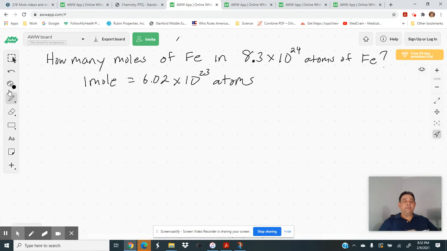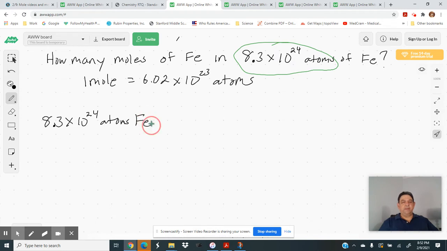What we're given here is 8.3 times 10 to the 24th atoms. Let me go ahead and write that. That's my given: 8.3 times 10 to the 24th atoms, and it's specifically atoms of iron. Just to be complete, I put all my units in there, because eventually my units help me do the problems.